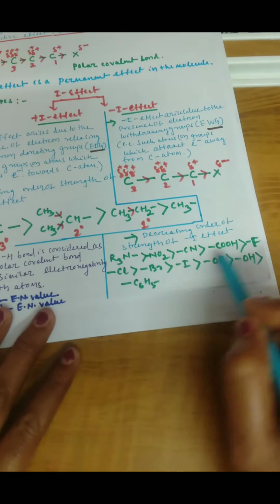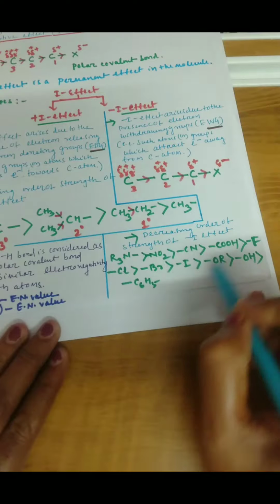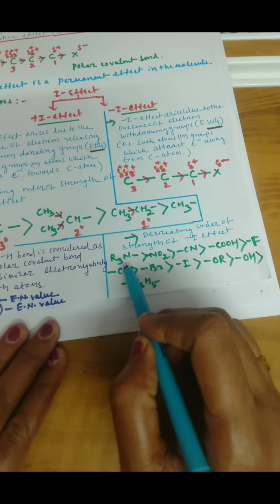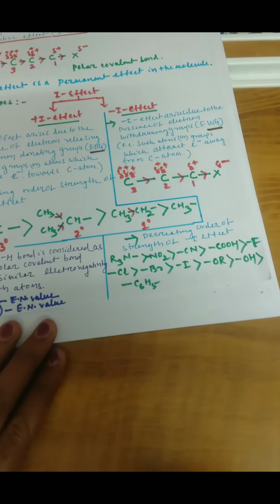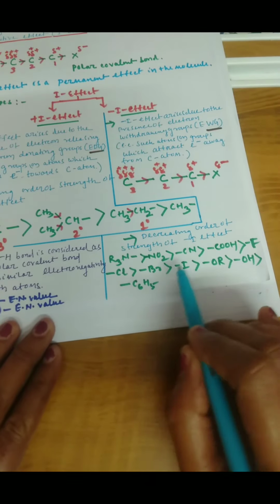Some examples of groups which show the negative inductive effect are there. The decreasing order of strength of negative inductive effect is alkyl, nitrogen... This is the order. Actually, this is the decreasing order of different groups which show the minus I effect.